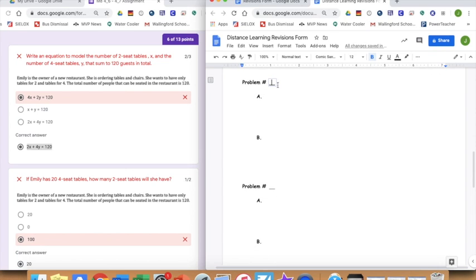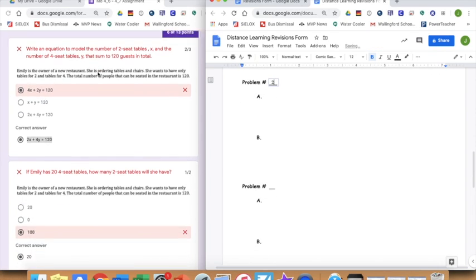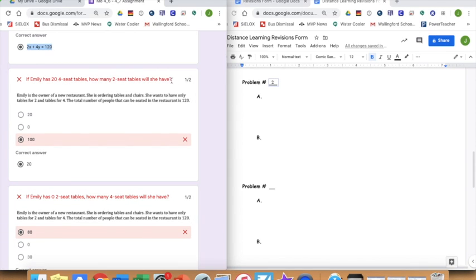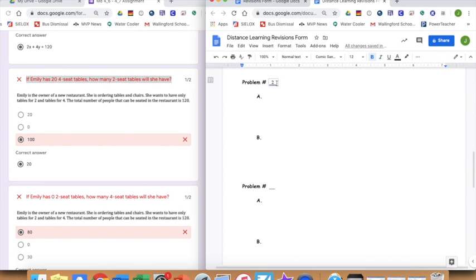So problem 2 is this one. If you want, you can even copy and paste the question in the problem number, so I know exactly what you're looking for. If Emily has 24 seat tables, and how many 2-seat tables will she have? So I selected 100. So let me think, what could I have done wrong here?